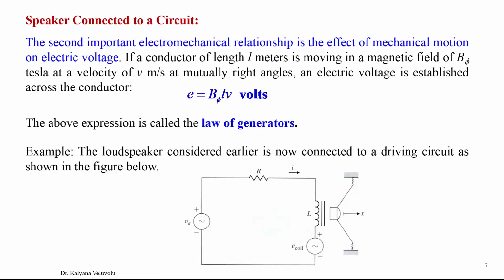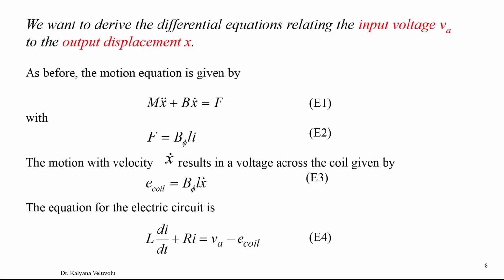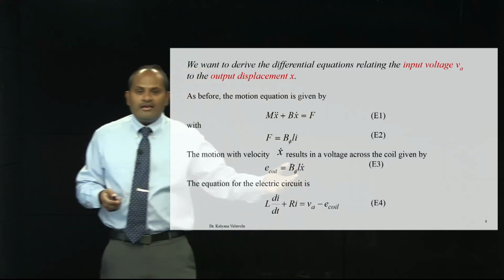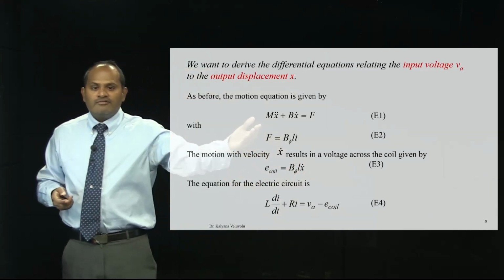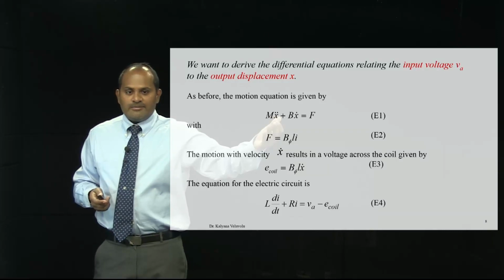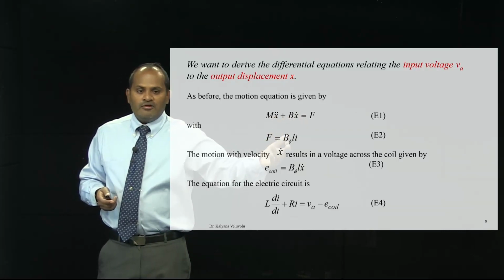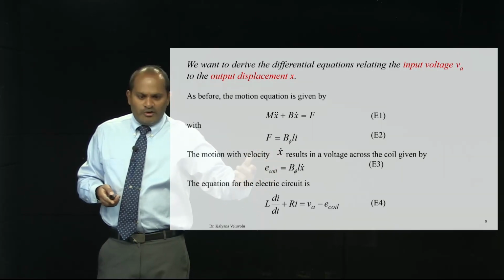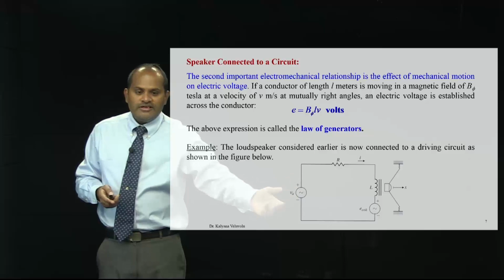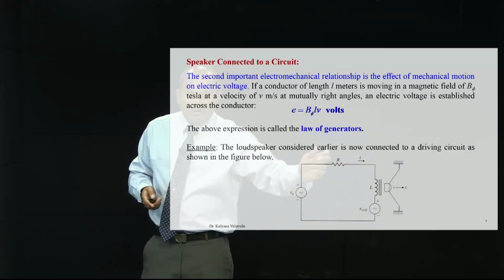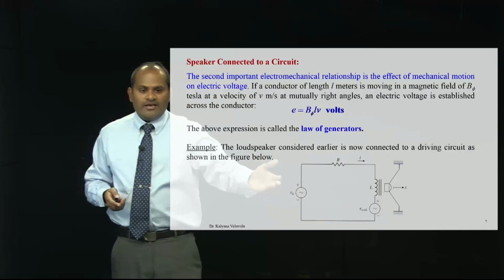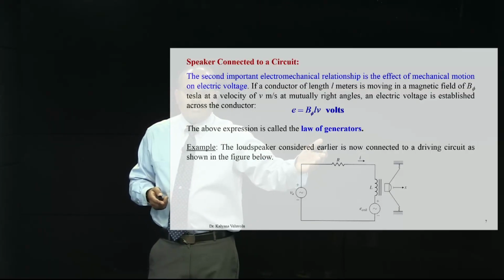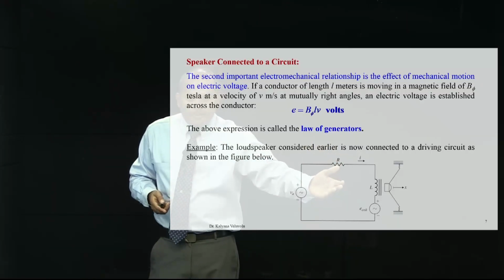Now, taking this, we are going to develop the basic equations. First, we refer to the previous equations. In the earlier analysis, we have already developed the equations for the speaker, that is m x double dot plus b x dot is equal to f, and f is equal to B phi L i. From now, we are going to develop only two equations. We have an electrical circuit here, and we write its equation: VA is equal to IR plus L di by dt minus E coil.